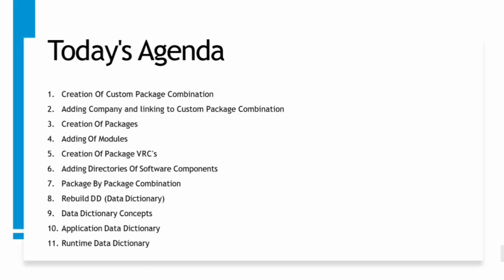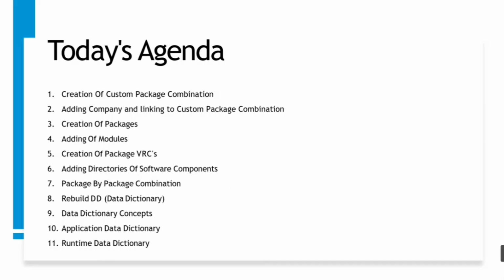After adding the modules, we are going to create a package VRC. That is nothing but creating a folder on our server. After creating the folder, inside the folder for our custom package, we are going to add the software components. And after adding all the software components, we are going to set our package in the standard packages. That is what we are going to do in the package by package combination.